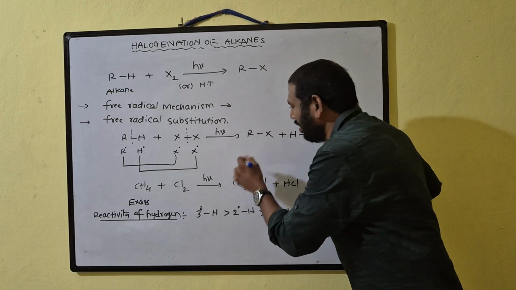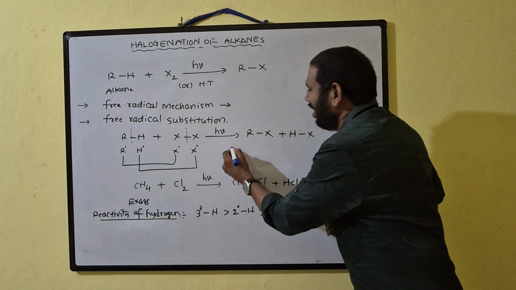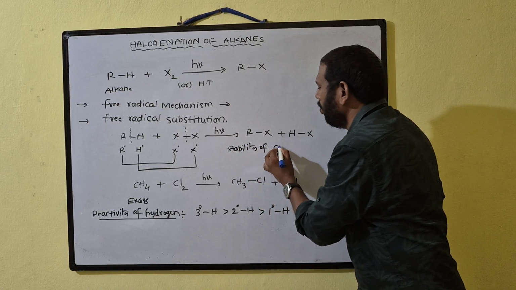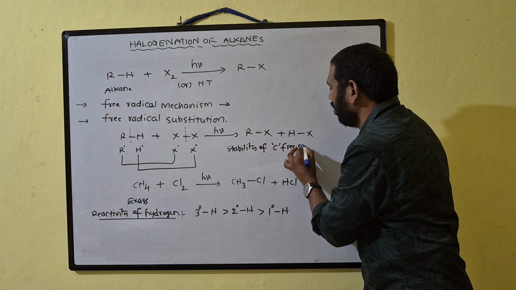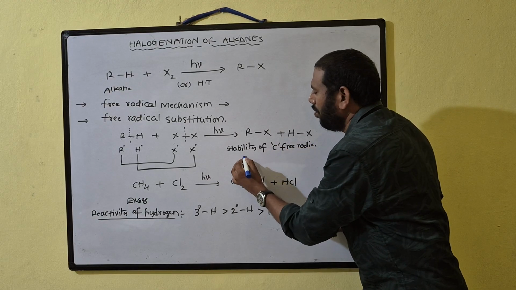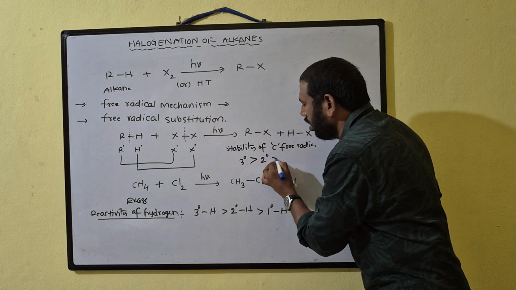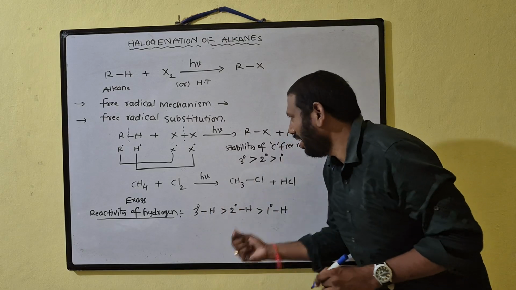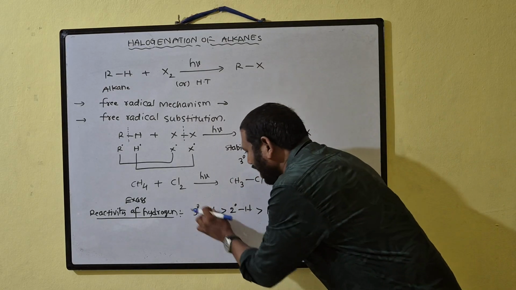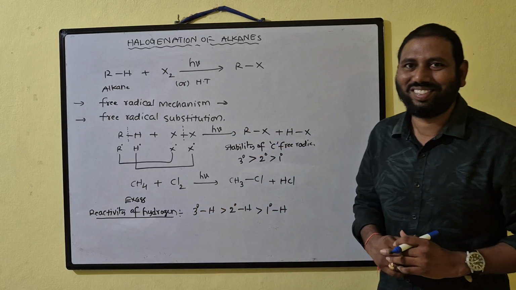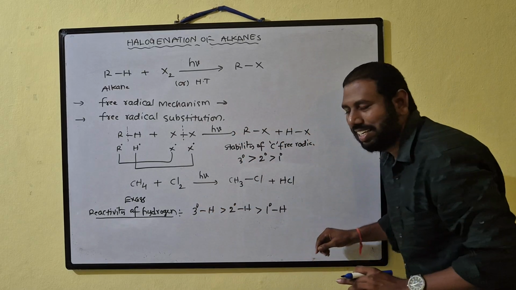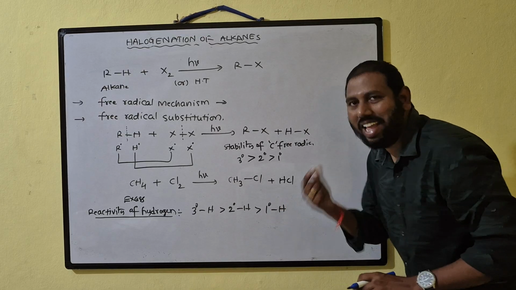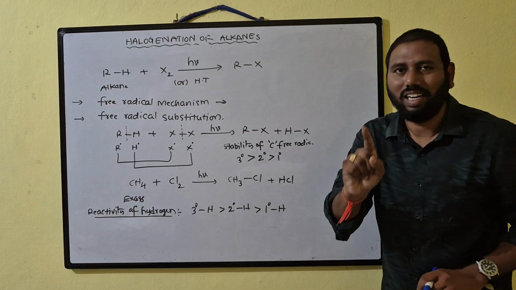So what is the stability of carbon free radicals? 3 degree carbon free radical is more stable than 2 degree and 1 degree. So 3 degree carbon radical is more stable. Hence the reactivity of 3 degree hydrogen is more. 1 degree hydrogen is least reactive because it forms a 1 degree carbon free radical, which is least stable.